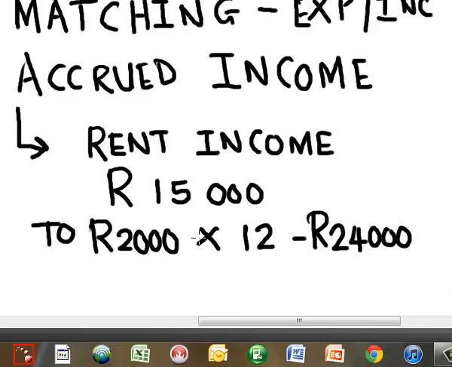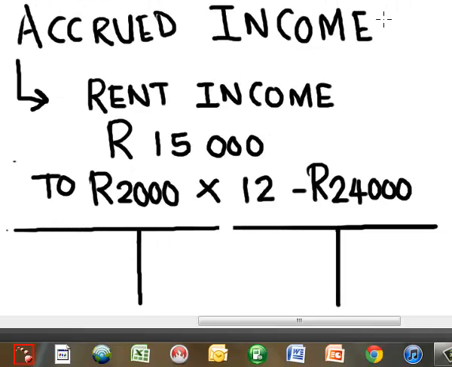Now, let us take a look at the ledger account. Here is your rent income account, and in your rent income account you have an amount of 15,000 Rand. Remember, this represents the income that you have received. Clearly you can see that the amount that you are supposed to receive is 24,000 Rand. In other words, you have earned rental, but you have not received it as yet. Therefore, an adjustment now becomes necessary. And what is your adjustment? It's a debit to accrued income.